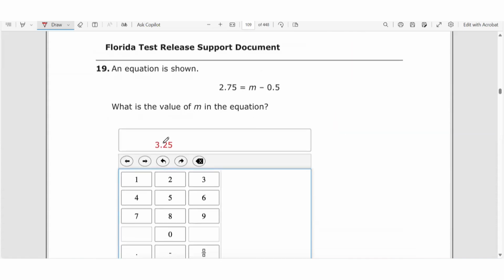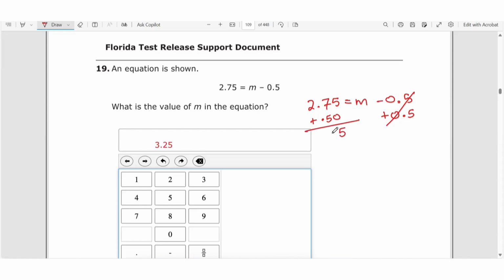Let's take a look at the other question. It says, an equation is shown. We have 2.75, which is equal to m minus 0.5. What is the value of m in the equation? Well, what this is suggesting is that we want to isolate that m. Whatever we do, m must be by itself. And in this case, if we get rid of that negative 0.5 by doing the opposite to it, which is to add 0.5, then this would have been canceled out, so it's gone. But whatever we do to one side, we have to do it to the other side. So we must add that 0.5 over here as well.